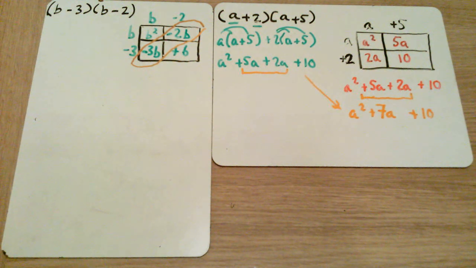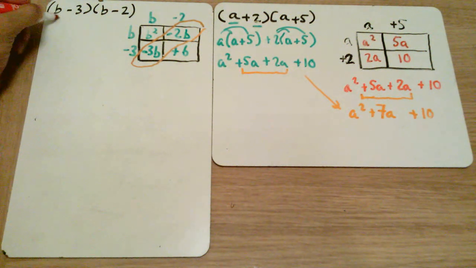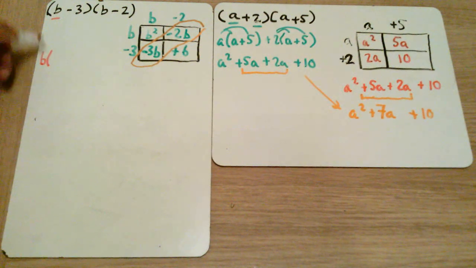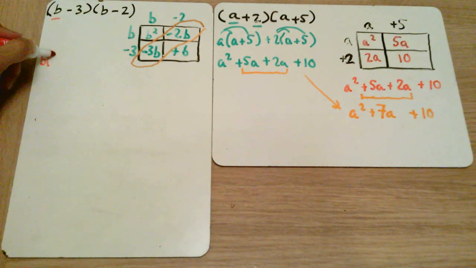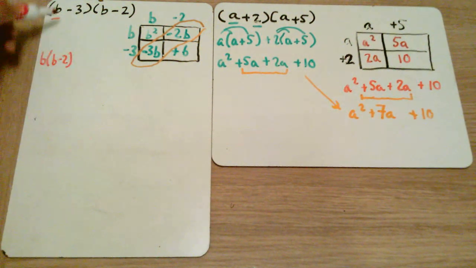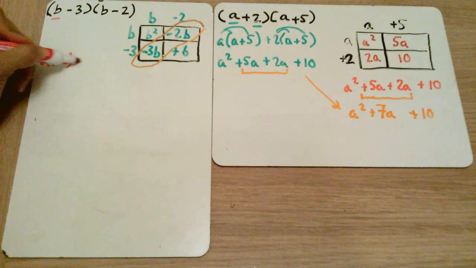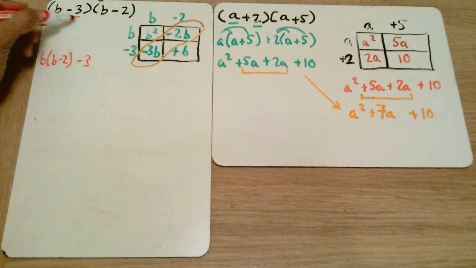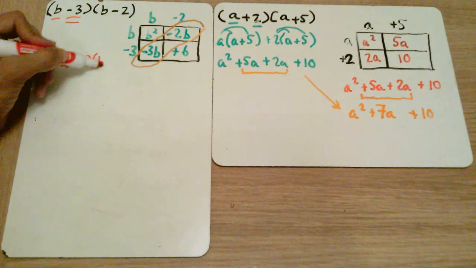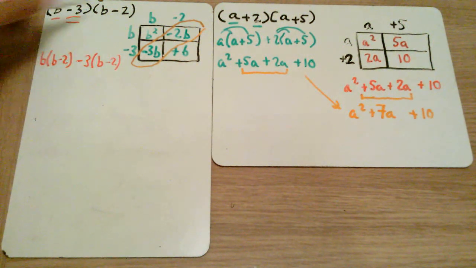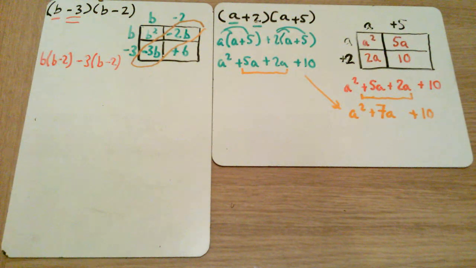If we're not using the grid method, we're using the other method. Once again, we take the first value of b and multiply it by b minus 2. And then this time it's not going to be plus 3, it's going to be minus 3, because that is a minus 3 times by b minus 2, everything in that bracket. And once again, we expand.